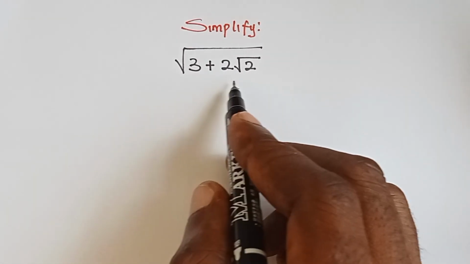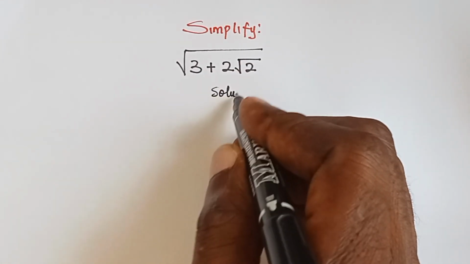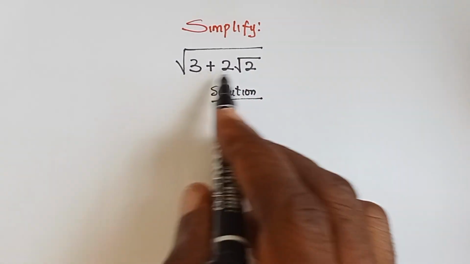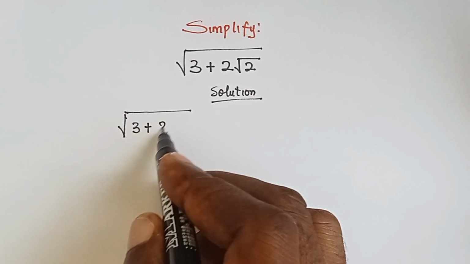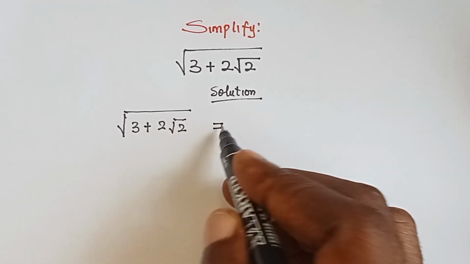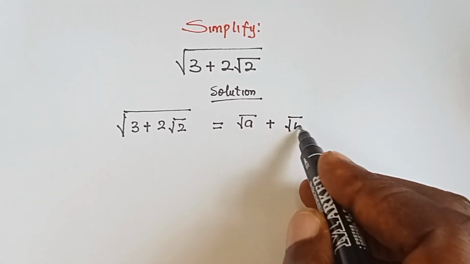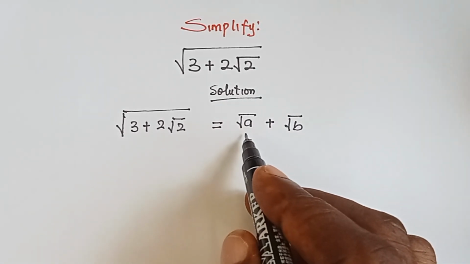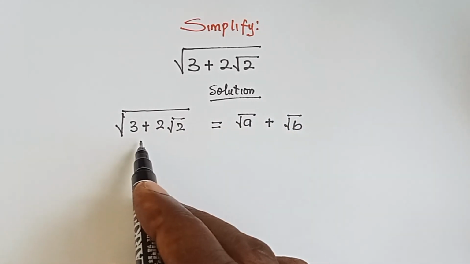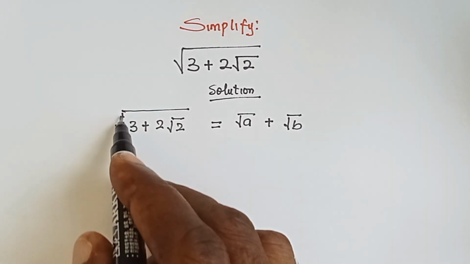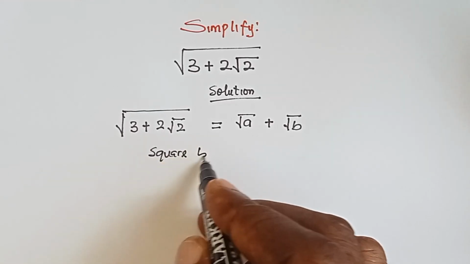In this video, we want to simplify this surds expression. Solution: if you simplify root 3 plus 2 root 2, it will come in this form, root a plus root b. When you simplify this, we are expecting it to come out in this form. That is why I have this equals to this. So how do we remove this square root? We square both sides.